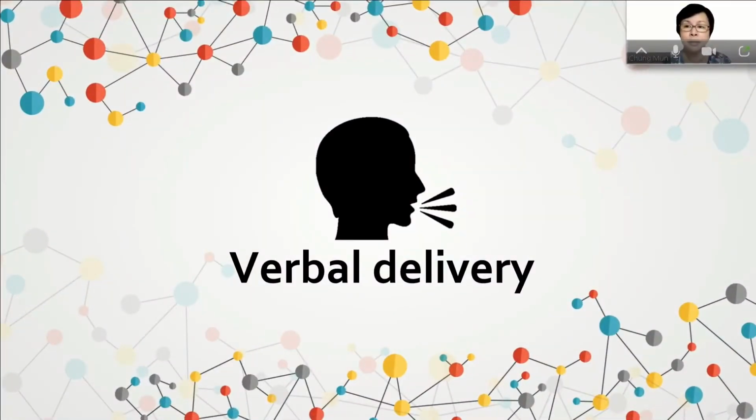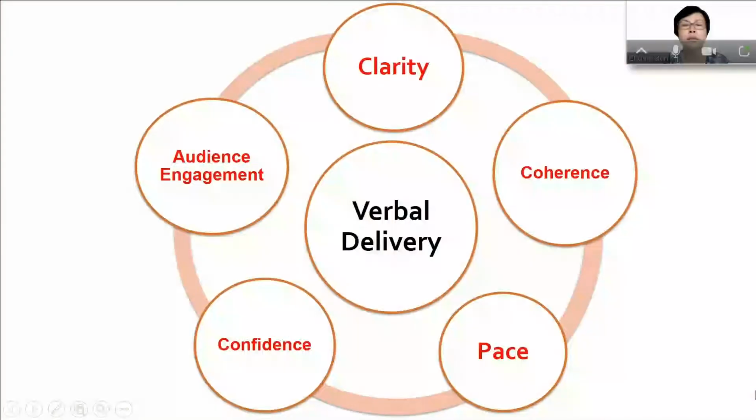In this section, I would like to share with you some points which I hope will be useful when you prepare for the oral presentation of your project. For an oral presentation to be good and effective, you must consider 5 areas. First, clarity. Second, coherence. Third, pace. Fourth, confidence. Fifth, audience engagement. I will be going into each point in detail in the following slides.